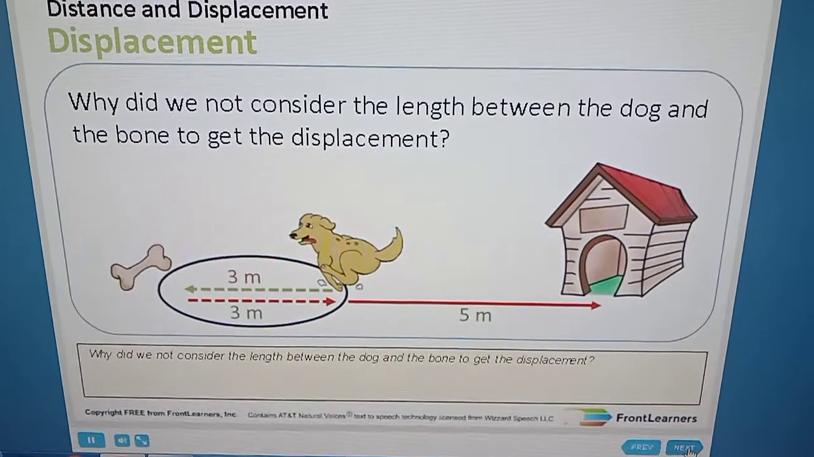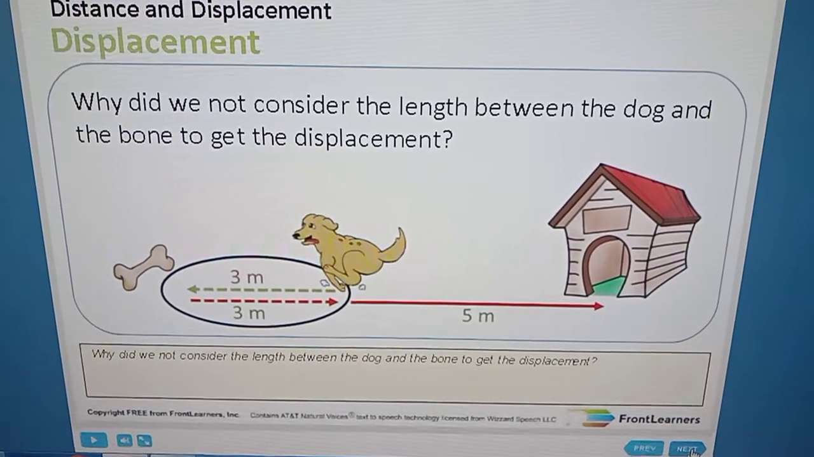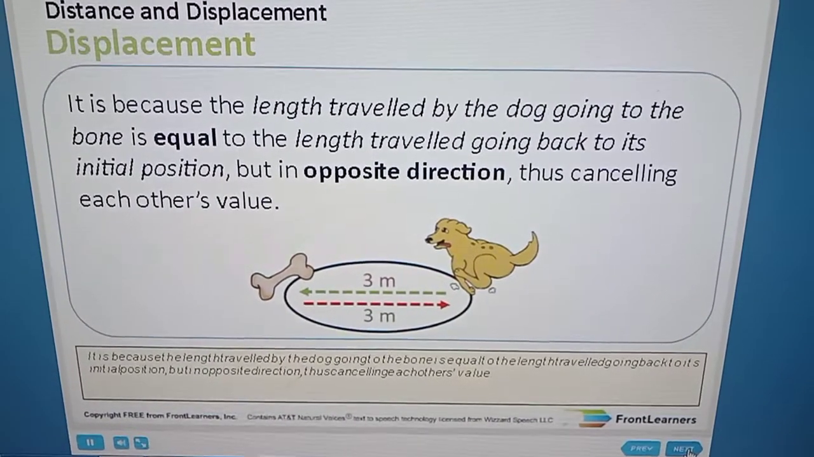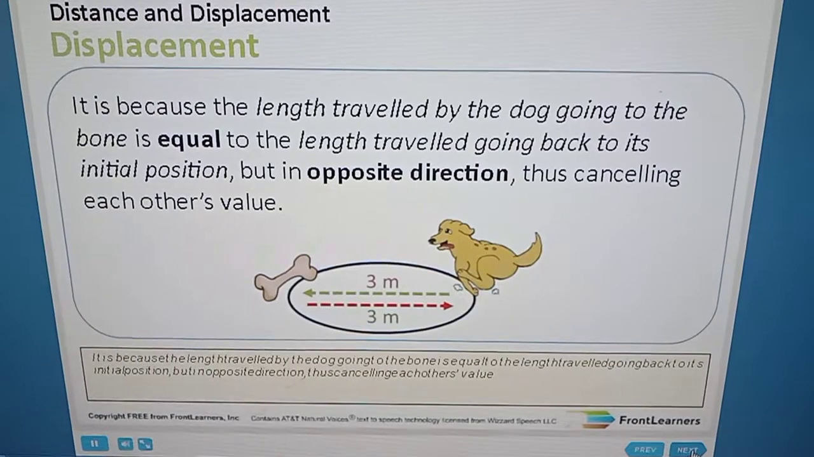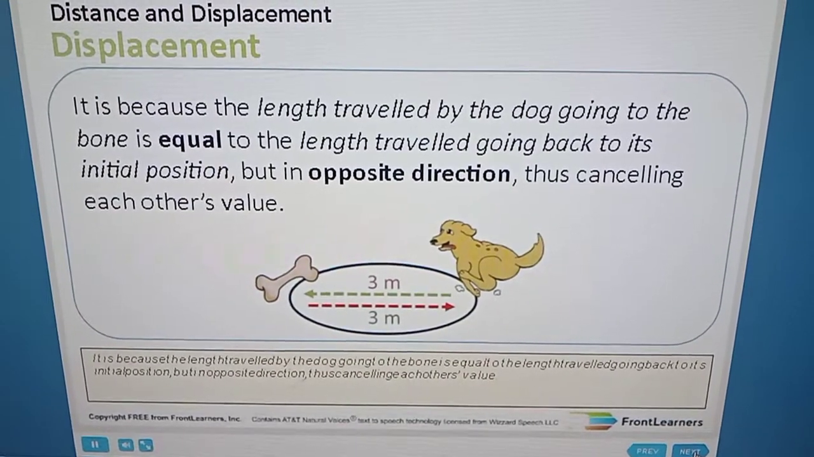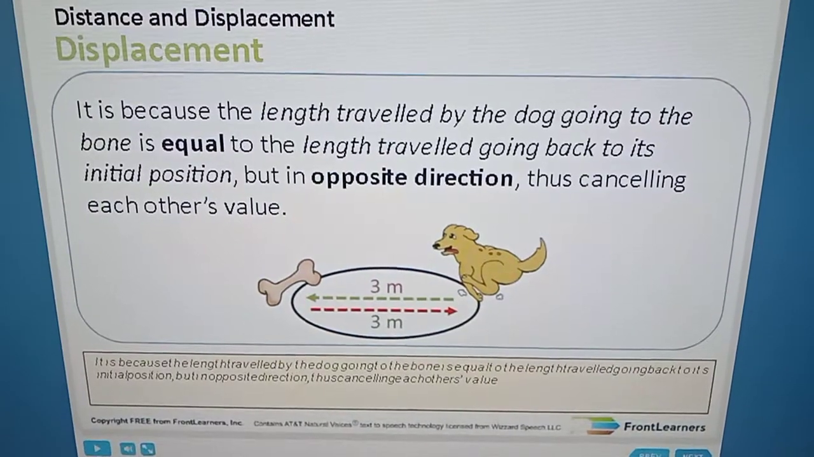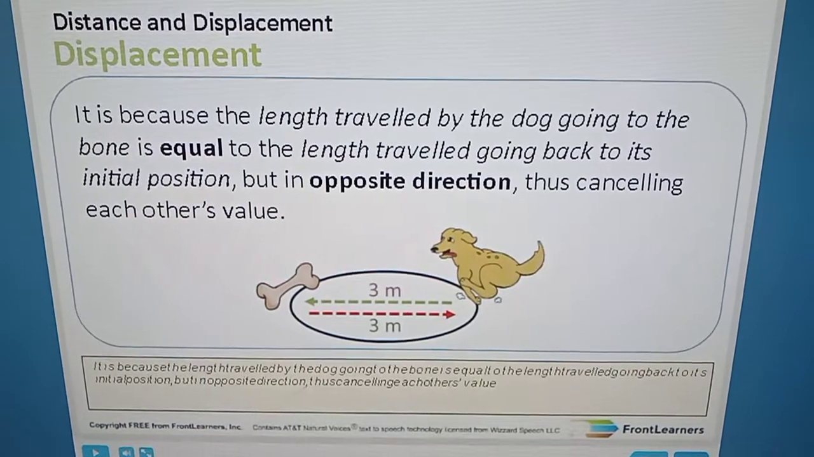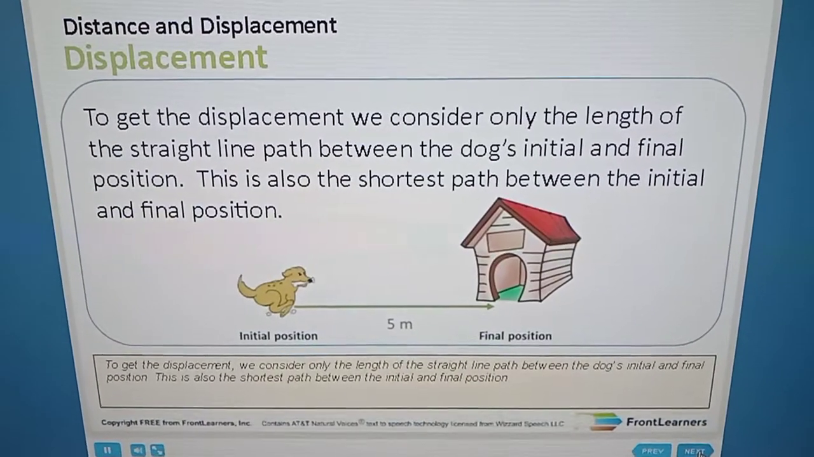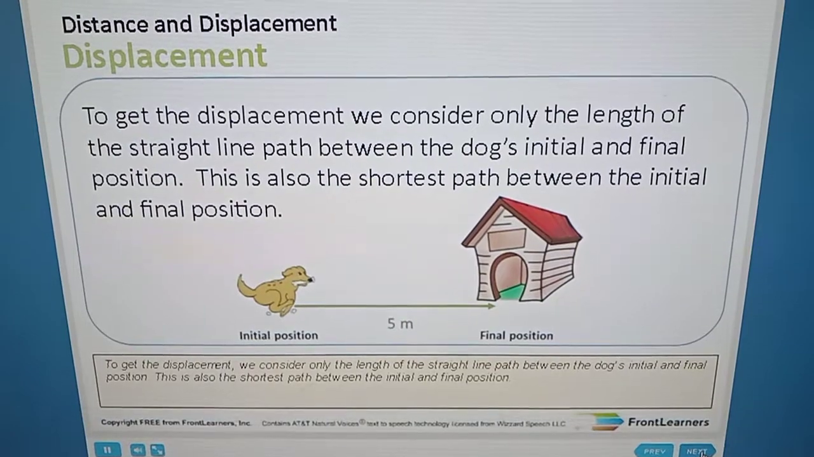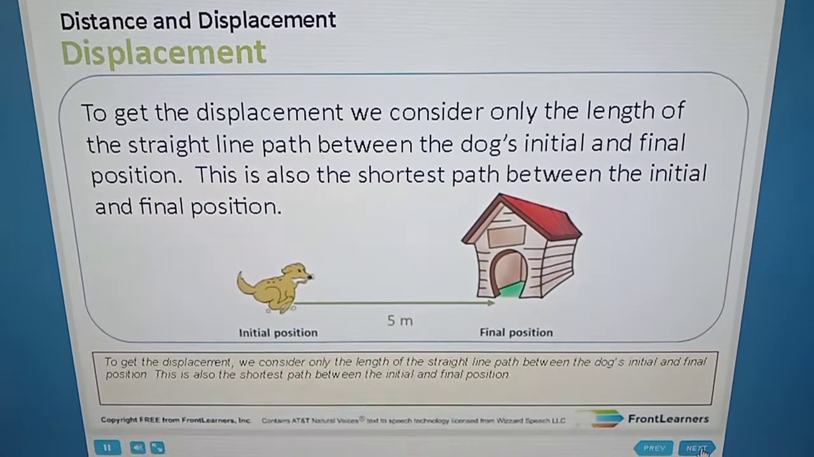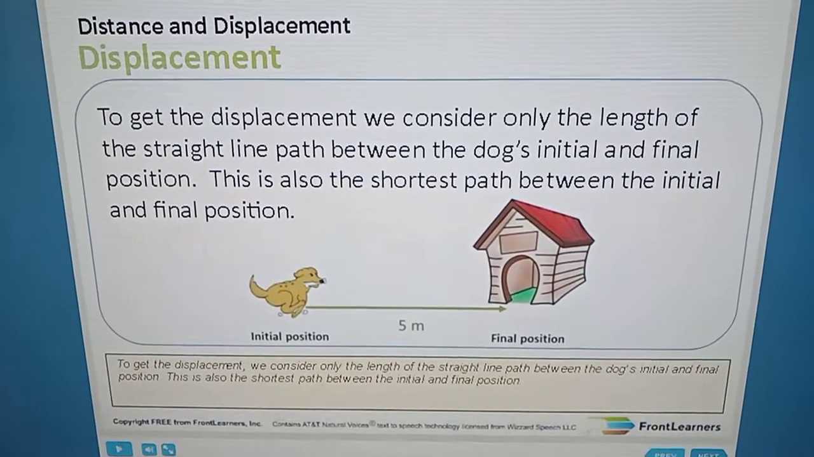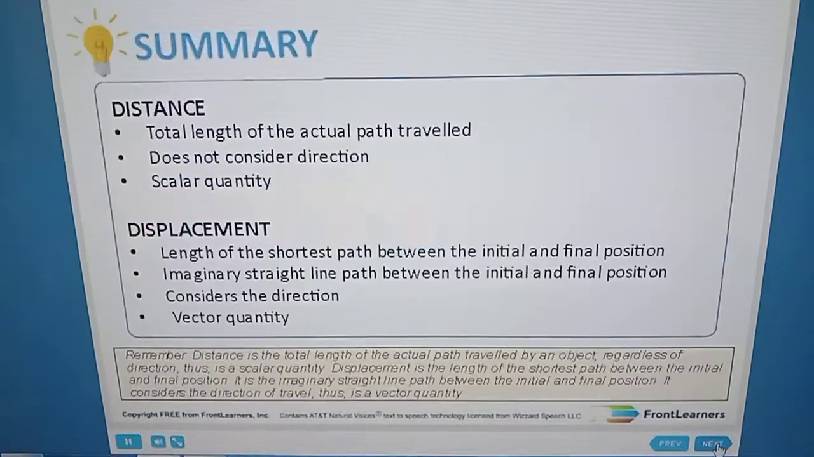Why did we not consider the length between the dog and the bone to get displacement? It is because the length traveled by the dog going to the bone is equal to the length traveled going back to its initial position but in the opposite direction, thus canceling each other's value. To get the displacement, we consider only the length of the straight line path between the dog's initial and final position. This is also the shortest path between the initial and final position.